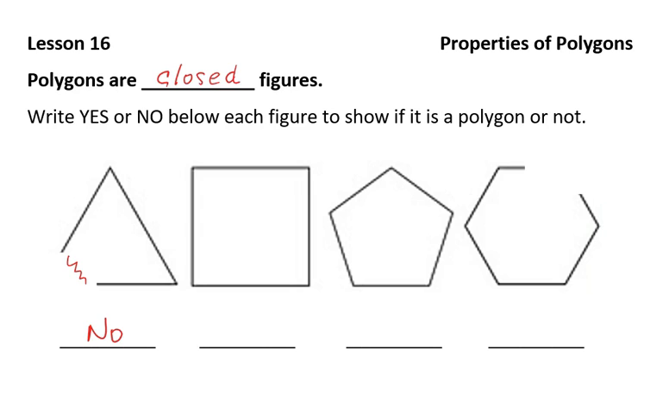This square or rectangle is a polygon. It's a closed figure with straight sides. The pentagon is also a polygon. And this shape has an opening here, so it is not a polygon. Being a closed figure is one attribute of a polygon.